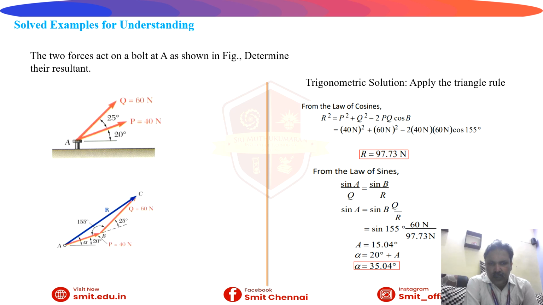We are finding the alpha. In the diagram you can see why we are adding 20 plus A, right? We are adding it with that angle to get the final answer alpha, that is 35.04 degrees. Kindly make a note, all are important steps. Finding the angle is very much important.